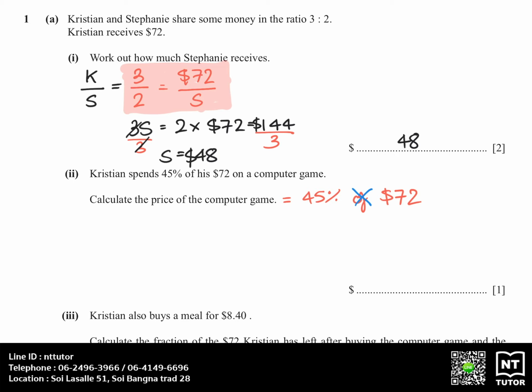However, we can't just multiply percentages. We need to convert it into a decimal first. When we convert a percentage into a decimal, we divide by 100. So 45% divided by 100 is equal to 0.45. And we need to multiply it by $72. 0.45 multiplied by 72 equals $32.40. Therefore, the price of the computer game must be $32.40.